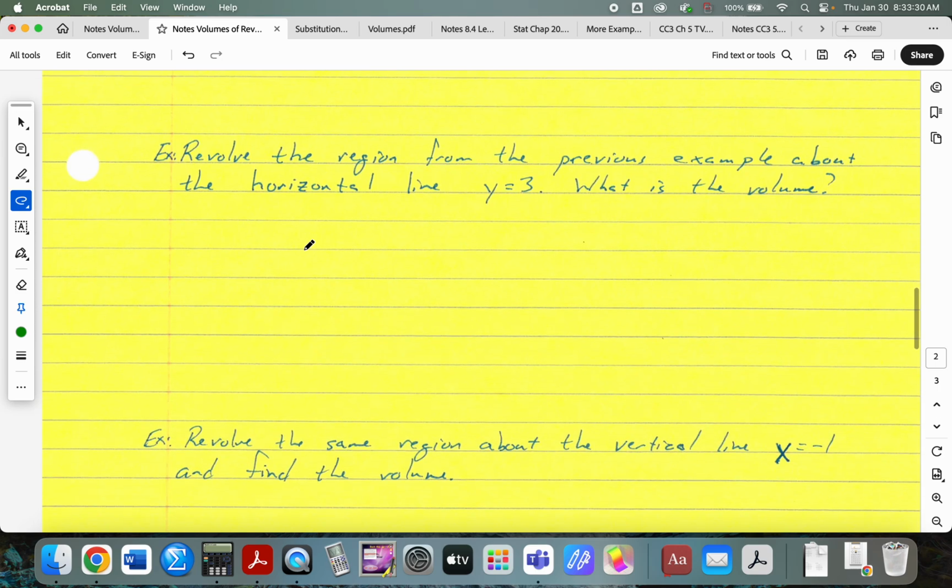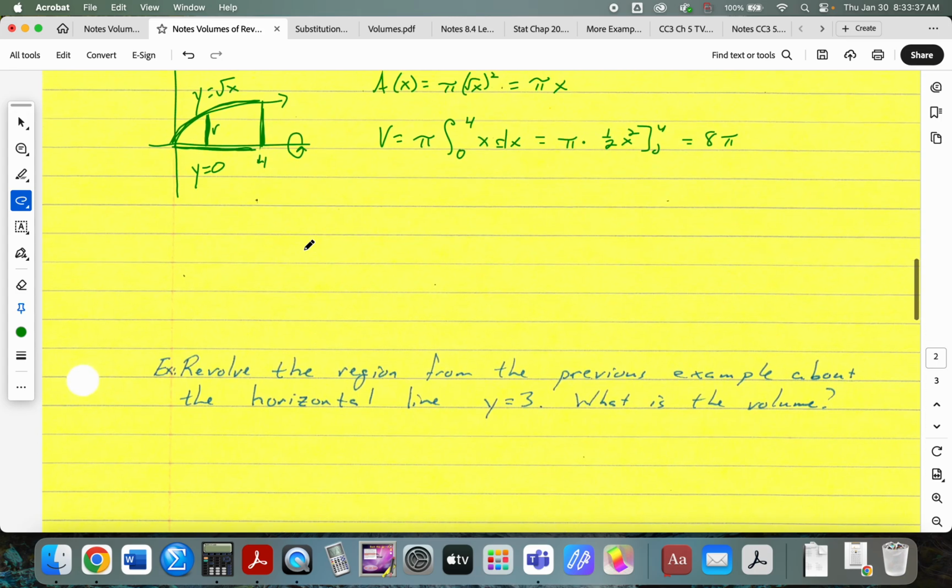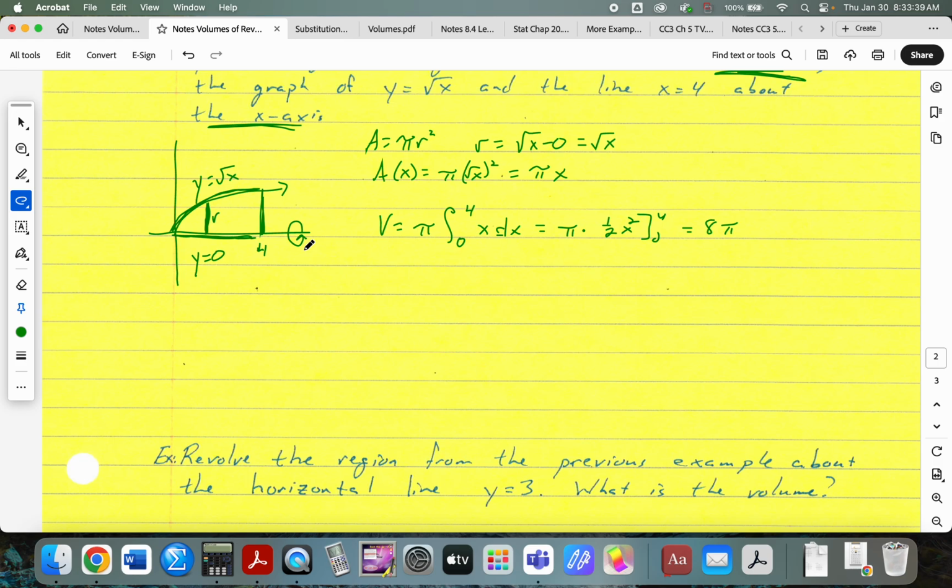So revolve the region from the previous example about the horizontal line y equals 3. So now I'm revolving it around this horizontal line up here. I'm just going to add that onto the graph, y equals 3. And I'm going to do my work up here just because I have the space for it. You're welcome to do it. I would do it down here.